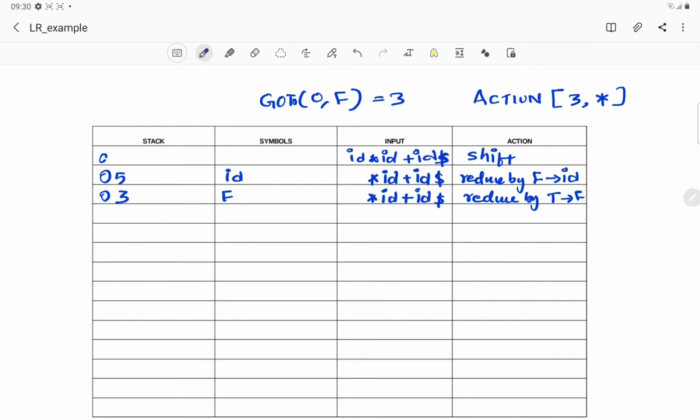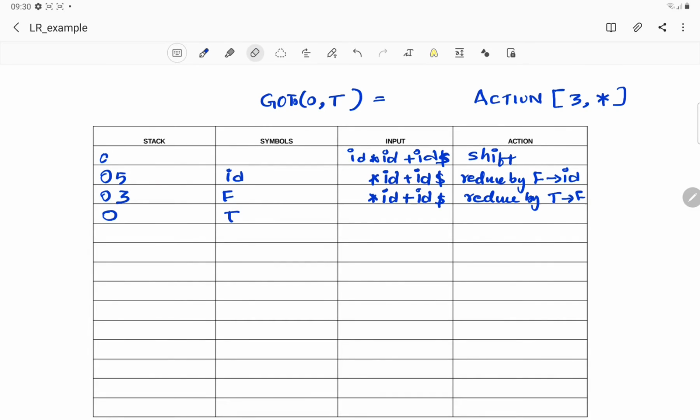In that case we will compute the length of the right hand side. There is only one symbol, so we have to pop one state from the stack, and the stack will become 0, and this F will be reduced to T. And we need to compute the goto of the current top, that is 0 comma T, the head of the production. That will be goto of 0 comma T.